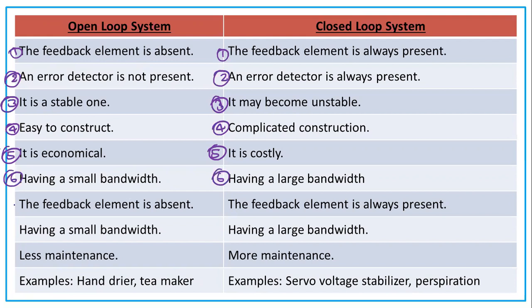The feedback element is absent in open loop and always present in closed loop. Small bandwidth, larger bandwidth, less maintenance, more maintenance. Examples of open loop systems: hand dryer, tea maker. Closed loop: servo voltage stabilizer, then controlling heating and perspiration, all of which are thermistor dependent, right? So that is a closed loop system.